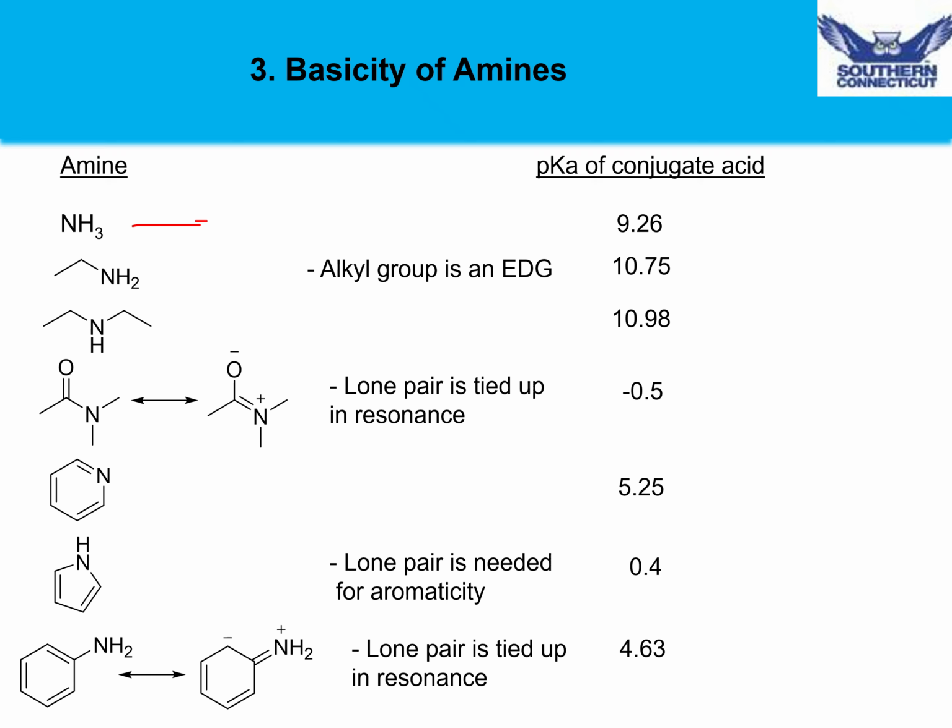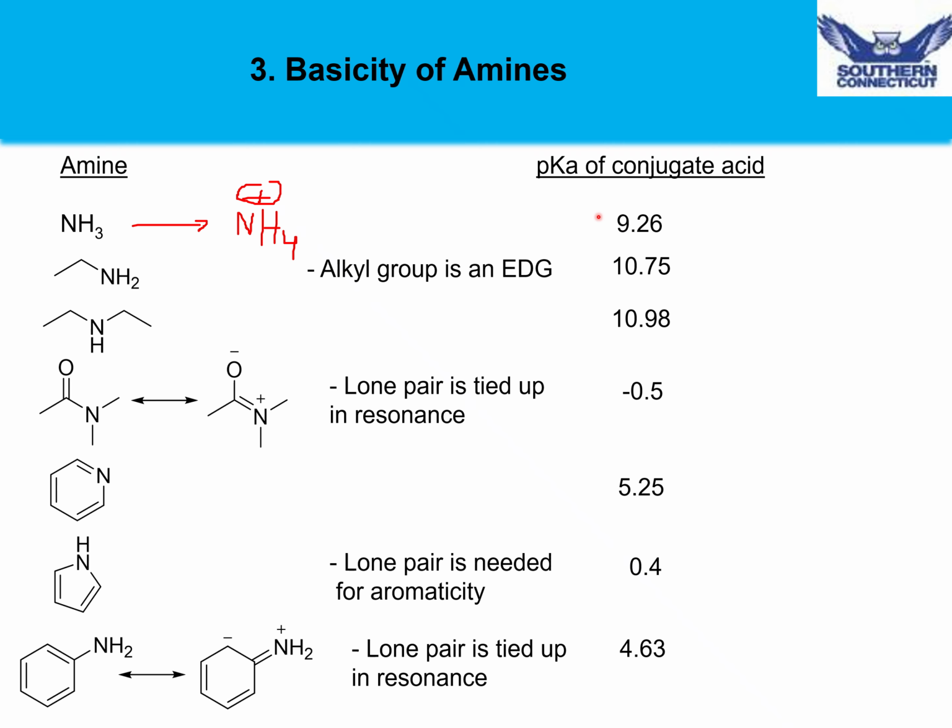Ammonia, when it reacts with an acid, becomes an ammonium salt. In other words, it will have 4 hydrogens and a positive charge on the nitrogen. This is the conjugate acid that forms when it reacts with a Bronsted acid. The pKa of that conjugate acid is 9.26.